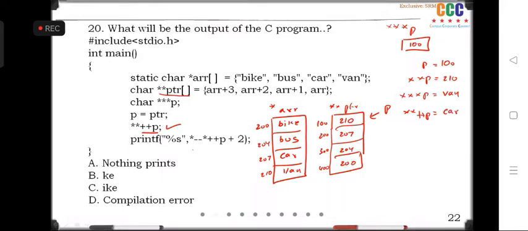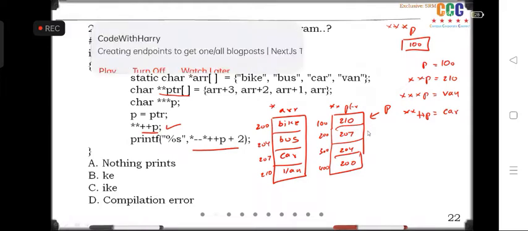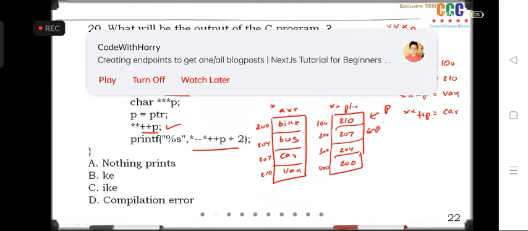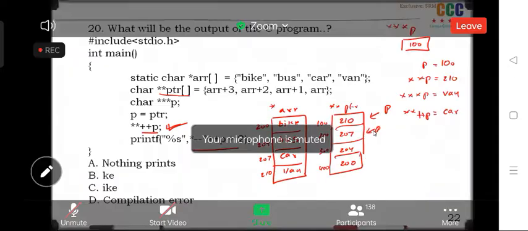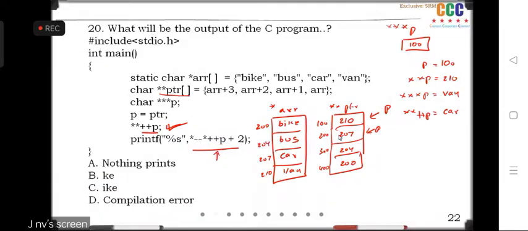Now in the print statement, I am printing a string. What is that string I am printing here? Star plus 2. That means one more incrementation. P is now pointing to here now. So after this statement, P is pointing to 107. Then one more incrementation of P pointing to 300. In the 300, it is bus, right? It is bus.